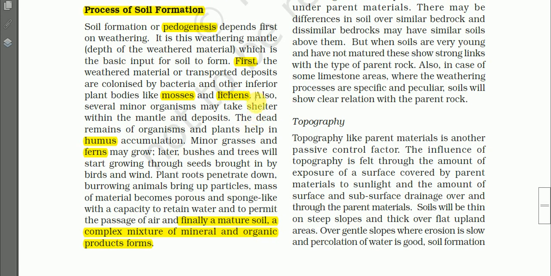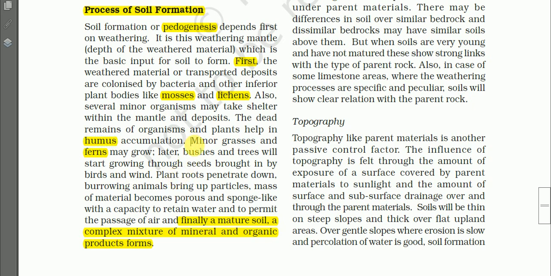Also, several minor organisms may take shelter within the mantle and the deposits. That means within the rock fragments, small organisms, say earthworms, insects, and burrowing animals, will also occupy and take shelter through the holes of the withered material. The dead remains of organisms and plants help in humus accumulation. So when the plants and dead bodies are decomposed, they provide humus. Humus means partially decomposed organic matter.